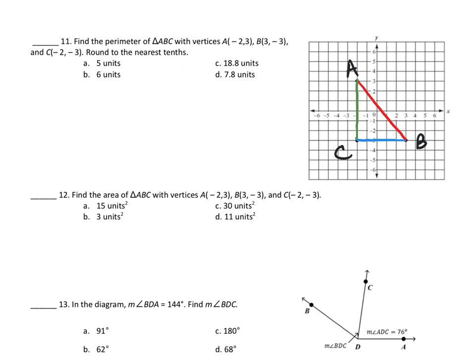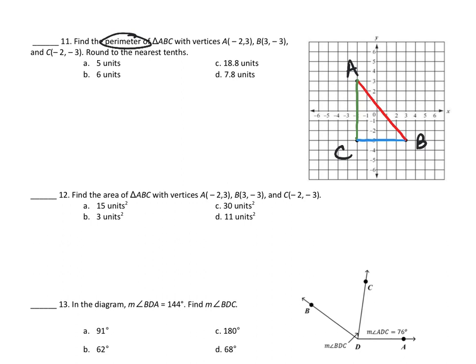Because when we look for perimeter, which is our keyword, I guess I should have started there. Perimeter just means add up all the sides. So we just need to know the lengths of each of those sides. Okay, when we find the length of all the sides, let's do the easy ones first.